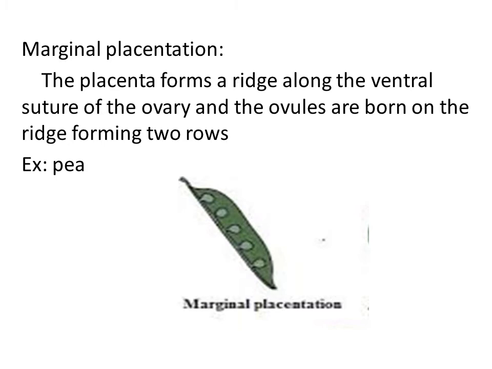So the ventral suture is the actual position of the placenta. The placenta is forming the ridge along the ventral suture of the ovary. Because the position of the placenta is towards the margin, the placentation is named marginal placentation. So the best example is pea.